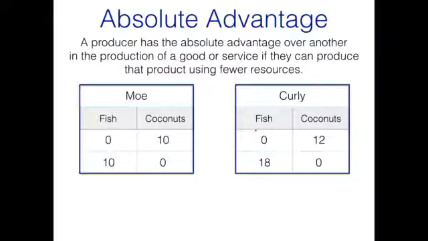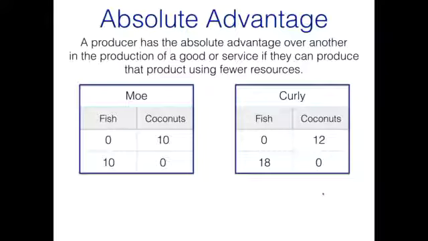So if we take a look at Curly, again, same thing happens. This is showing us the production possibilities for Curly. So if Curly spends all of his time collecting coconuts and spends no time fishing, obviously he's going to catch no fish. And then in that given day, he will be able to collect 12 coconuts. Alternately, he can allocate his time to fishing 100% of the time. And in that case, he can catch 18 fish in a day and will collect no coconuts.